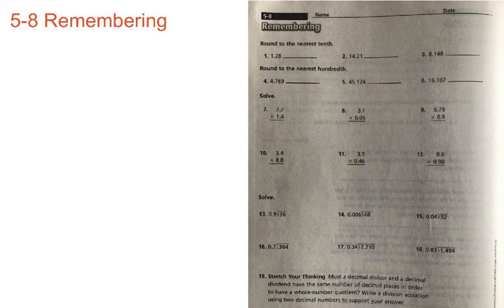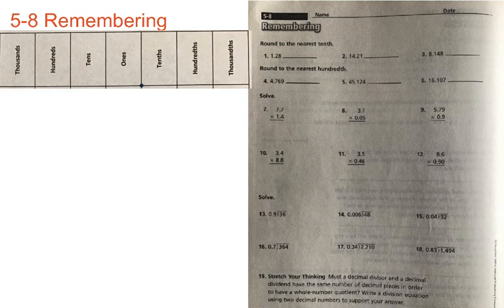Today we are working on Unit 5, Lesson 8, Remembering, and our review today includes rounding to the nearest tenth, rounding to the nearest hundredth, multiplying with decimals, and dividing with decimals in the divisor. So when rounding to the nearest tenth, I always like to include my place value chart. Remember, you can always write one at the top of your page if you would like.